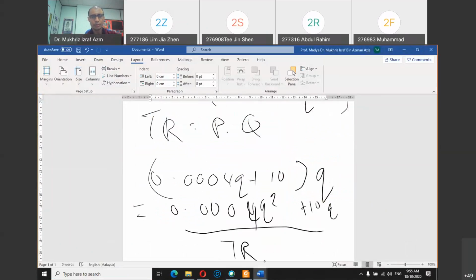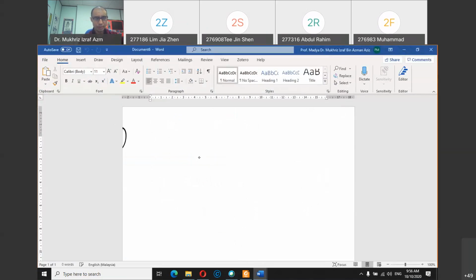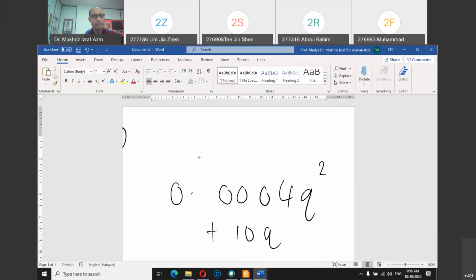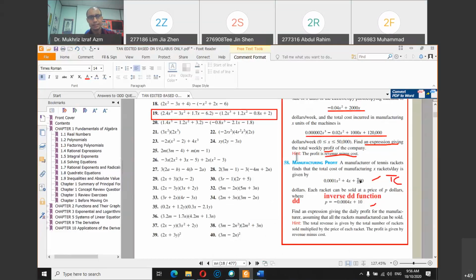Sorry for the bad handwriting. Hopefully I will improve. So it will be 0.0004 Q squared plus 10Q. So this is your total revenue expression. Once you get your TR, you minus the TC function, then you will have the final answer as your profit function.